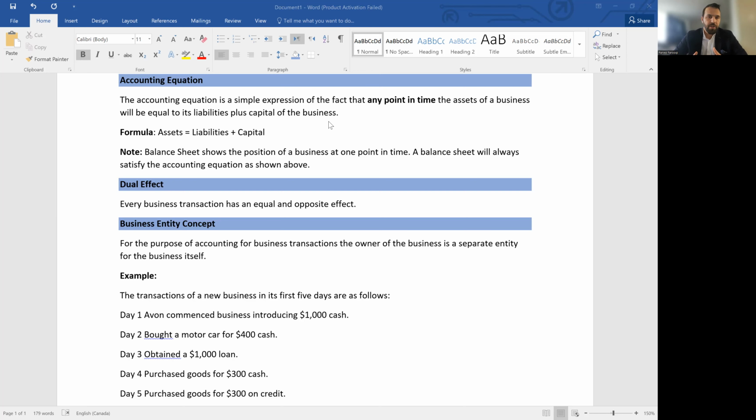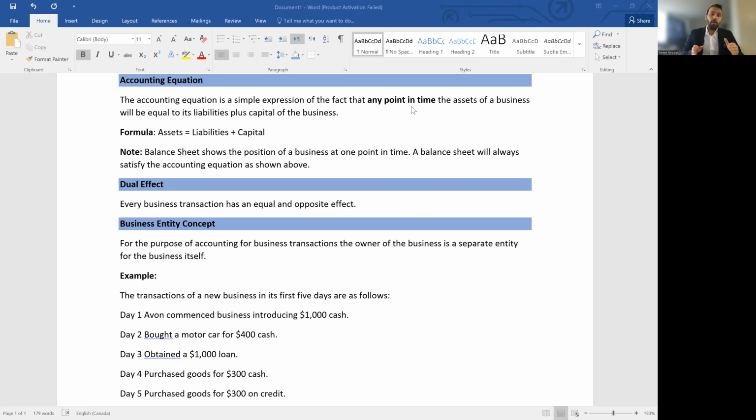After every transaction, we should know how much assets we have in the business right now, how much liability we have, and how much capital or equity we have in the business. So the benefit of using accounting equation is that, at any point in time, it shows us the financial position of the business. After every transaction, we know how much asset, liability, or capital we have.